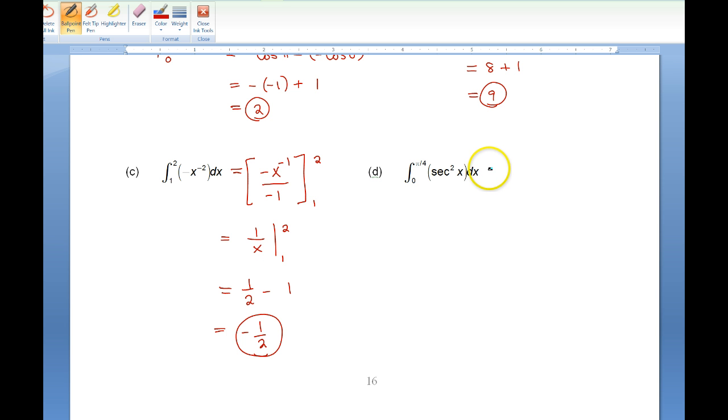What derivative will give us secant squared? Tangent. Remember, you can always take the derivative of this to check your answer, because the derivative of this is your integrand. Same thing here. I could check this answer by doing the derivative, and I should get back the integrand. And this is going to get evaluated from 0 to pi over 4. So we have tan of pi over 4 minus tan of 0.